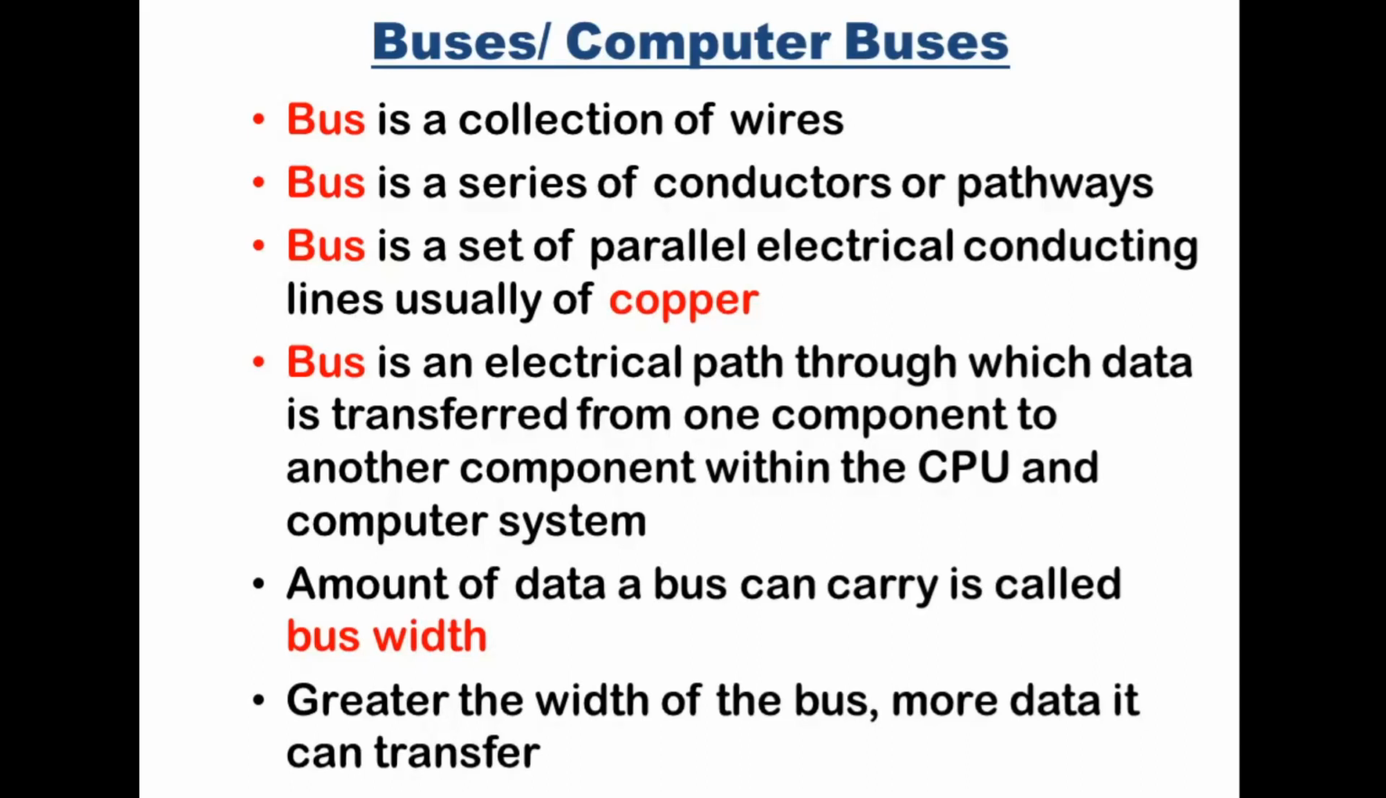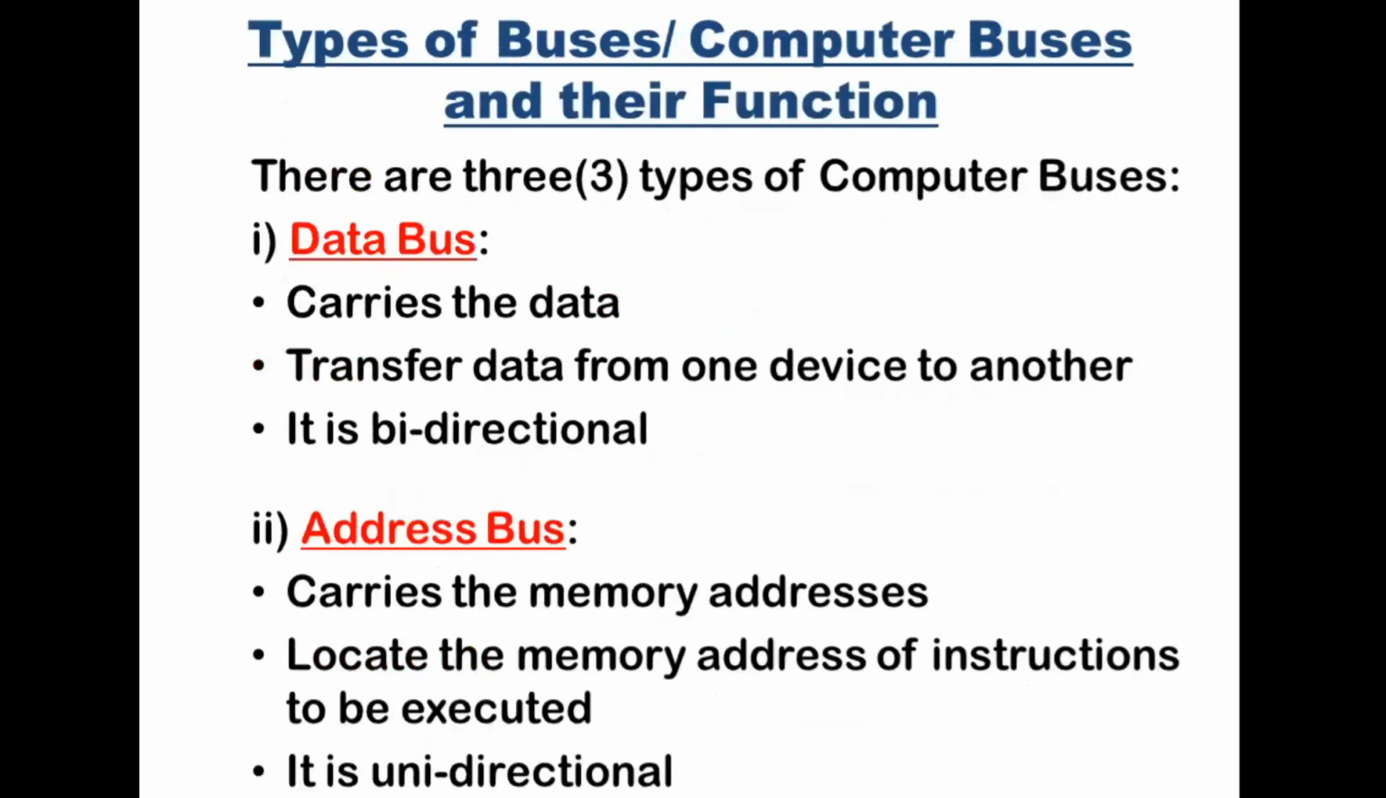So, a bus basically connects two or more components with each other for the transfer of data and instructions. The next topic is the various types of buses and their functions. Dear students, there are three types of computer buses: one is the data bus, the other is the address bus, and the third one is the control bus.